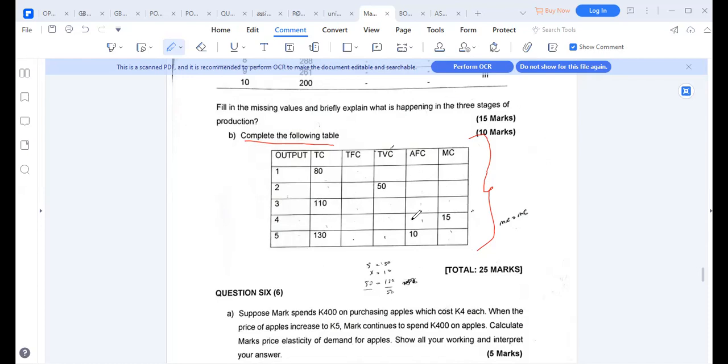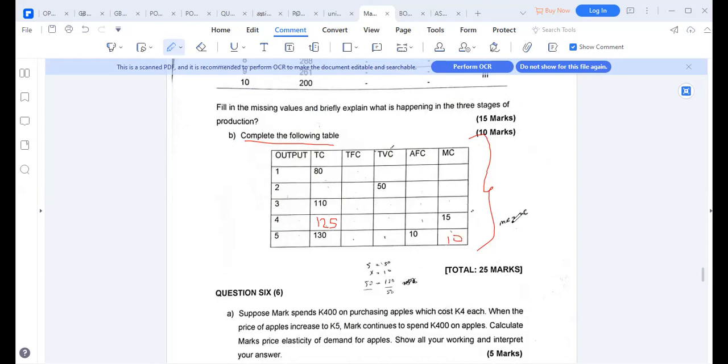Marginal cost is the difference between, so when you add 15 to the 110, what do we get? 125. It was the difference. This minus that divided by this minus that is 15. That's where 15 is coming from. Meaning 130 minus 125 over 1. So the difference is, it really doesn't matter. So this minus that, what do we get? A 10.